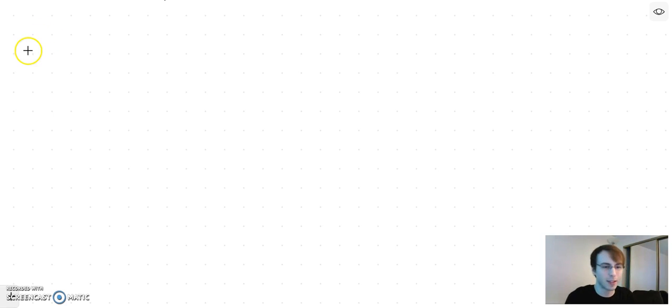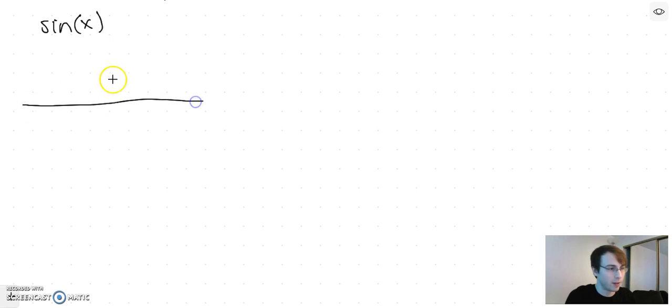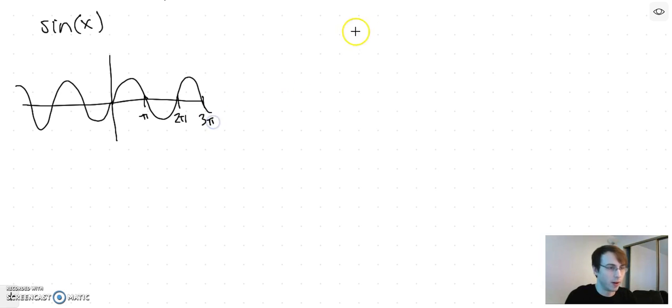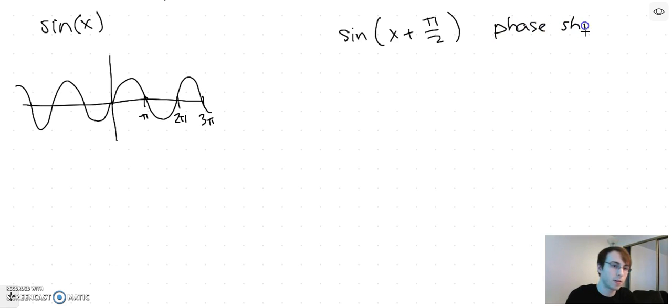So let's start off with a graph of sine of x. That graph looks kind of like this, and we're at pi, 2 pi, 3 pi, and so on. If we do something like sine of x plus pi over 2, then the phase shift is pi over 2. Phase shift is just the number that we add inside the function.